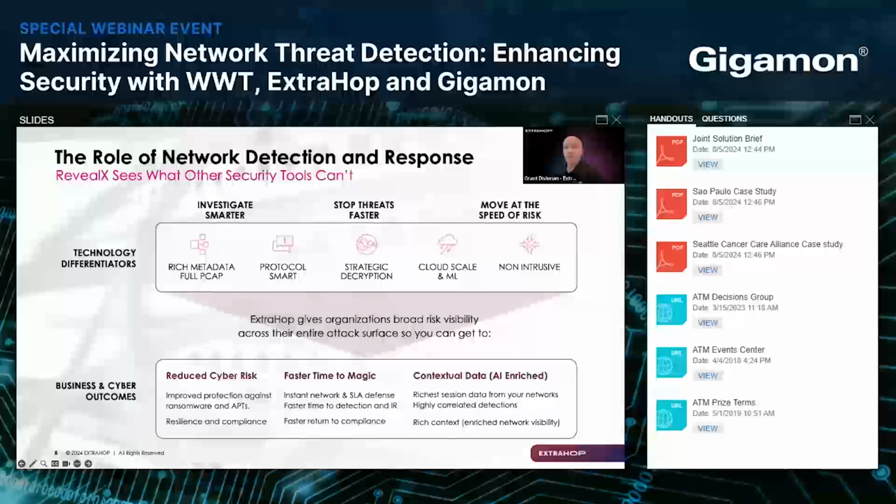We reveal that cyber risk by identifying that bad behavior, anomalous activity, things that don't look quite right, and then attacks and more. If you're a bad actor, you don't even know about us. We don't even exist because Gigamon's going to send us the data. We're not even a bump in the wire in the network itself. We are a passive out-of-band platform. So we can't be bypassed. We can't be turned off. And we're going to see everything that is given to us by Gigamon.